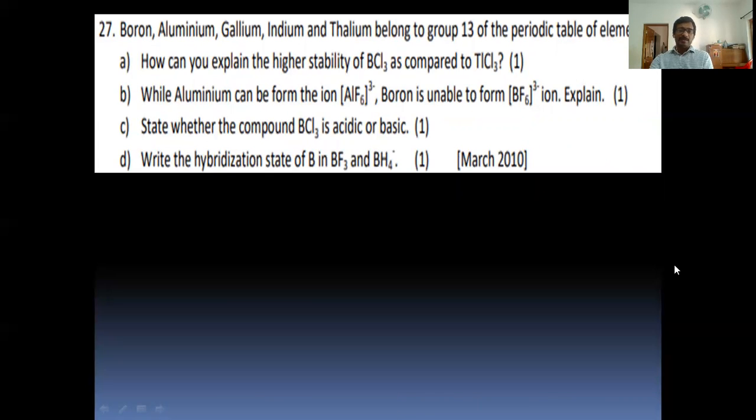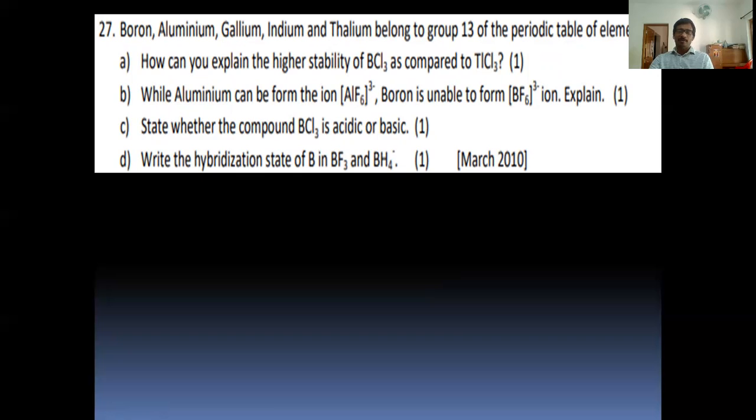How can you explain the higher stability of BCl3 as compared to TlCl3? Here the answer is inert pair effect. BCl3 has the stable valency of 3. As we move down the group, the s electron pair will become inert. Therefore, in thallium, the +1 oxidation state is more stable. No need to explain it in detail. You would simply tell that due to inert pair effect, TlCl3 is unstable and TlCl is stable. That is enough.